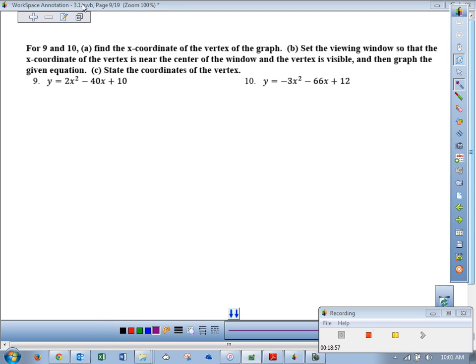Same thing. Find the x-coordinate of the vertex of the graph. Cool. Standard form or vertex form?